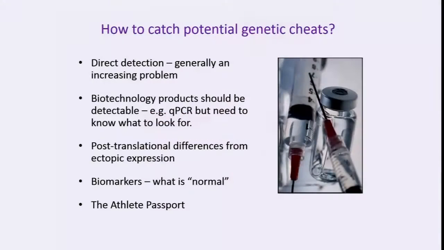Could we detect gene doping under the situations I've just given you? Well, I think yes. The basis of doping detection right now for exogenous substances is really a direct detection. And that's becoming an increasing problem because you have to know exactly what you're trying to detect, and we know the history of drugs that have been developed that escape the initial detection. Biotechnology products, such as those associated with gene doping, ought to be readily, easily detectable.